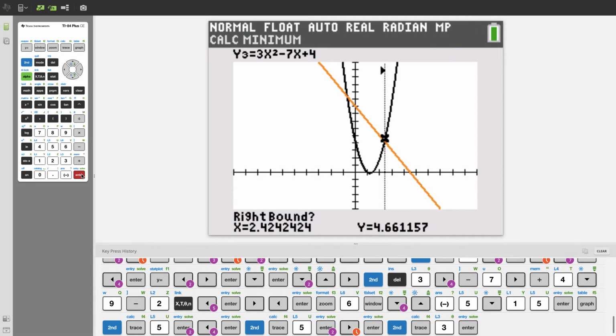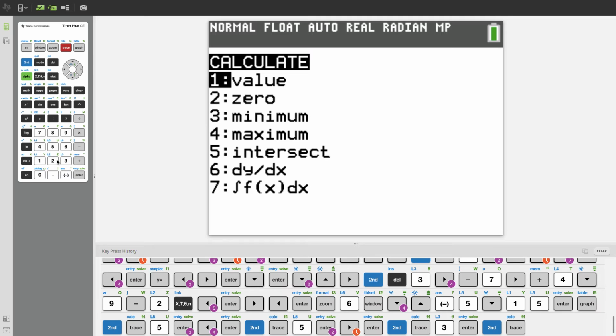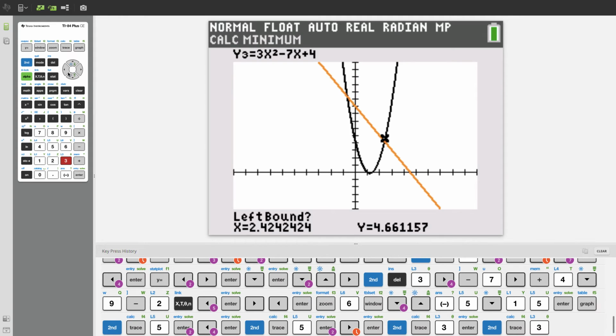Oh, that's not left. Look what I did. Is it going to work for me? No. So instead of finishing, just hit second trace again and do it all over. You get in the middle and you're like, oh, I screwed up. Just go back. It's not a big deal.